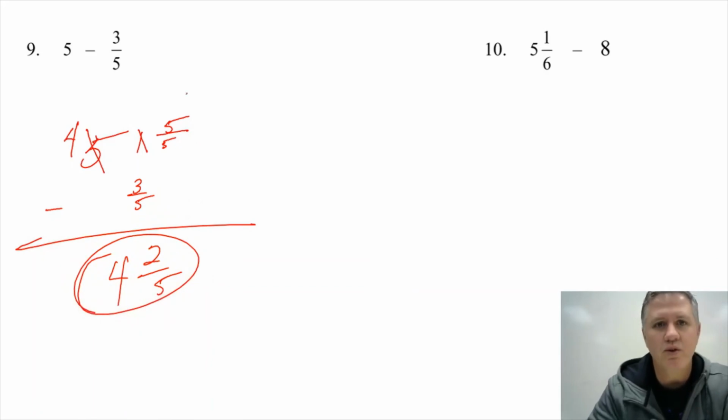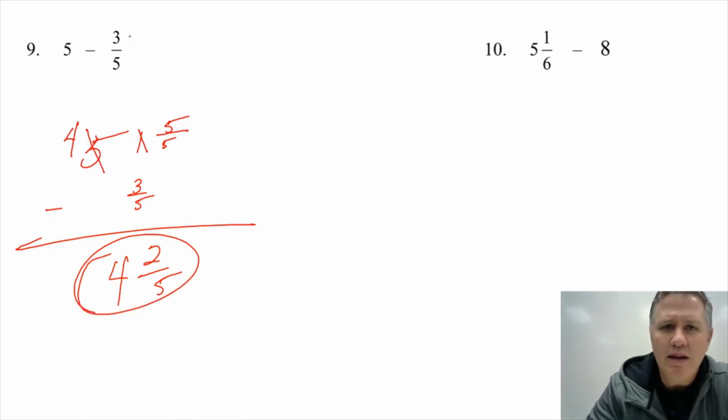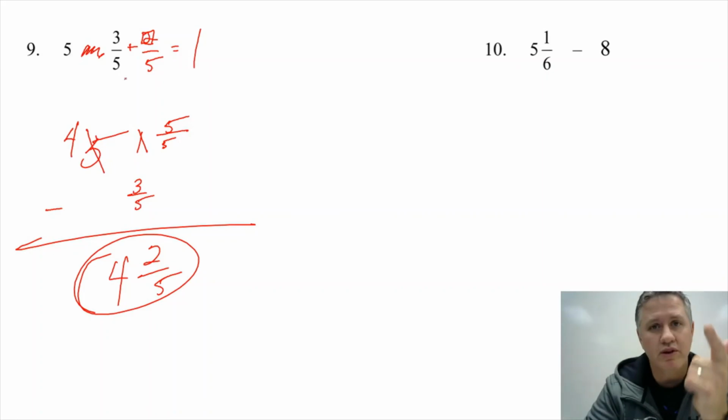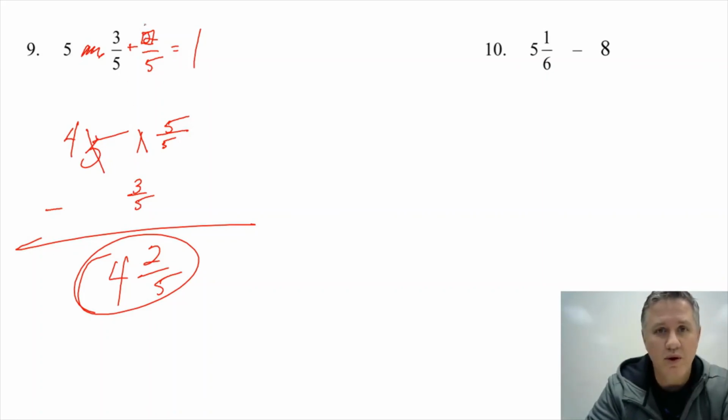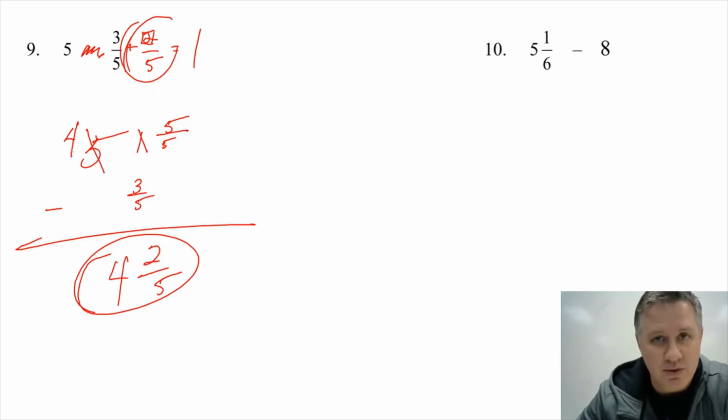Okay, another way to do it is to say, how many more fifths do I need to get to a whole? 3/5 plus how many fifths would give me a whole? It would be 2/5, right? That'd get me to the whole number 1. And then if I was counting up from 1 to 5, that would be 2, 3, 4, 5. That would be 4 whole numbers. So it would be 4 and 2/5. You could count up and do it that way.